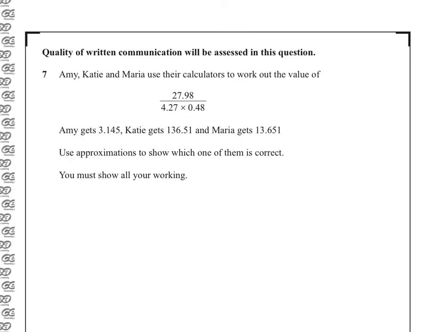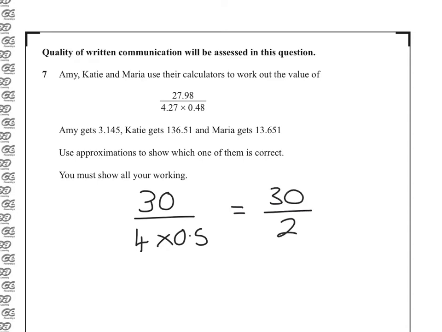Using approximations, we round everything to one significant figure. So 27.98 to one significant figure is 30. 4.27 to one significant figure is 4. And 0.48 is 0.5. 4 times 0.5 is 4 times a half, so that's 2. And 30 divided by 2 is 15. So I would say that the person who is correct would be Maria.